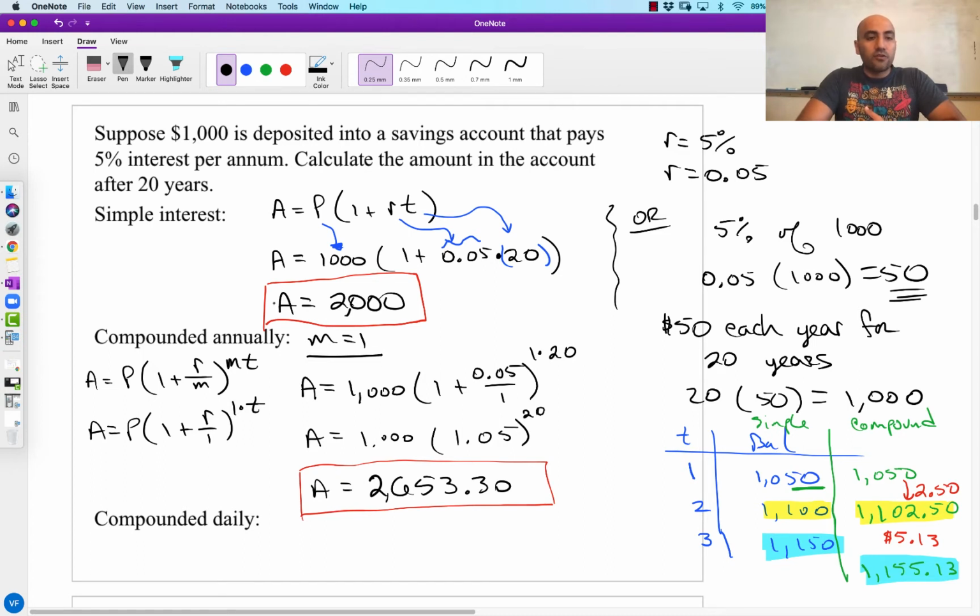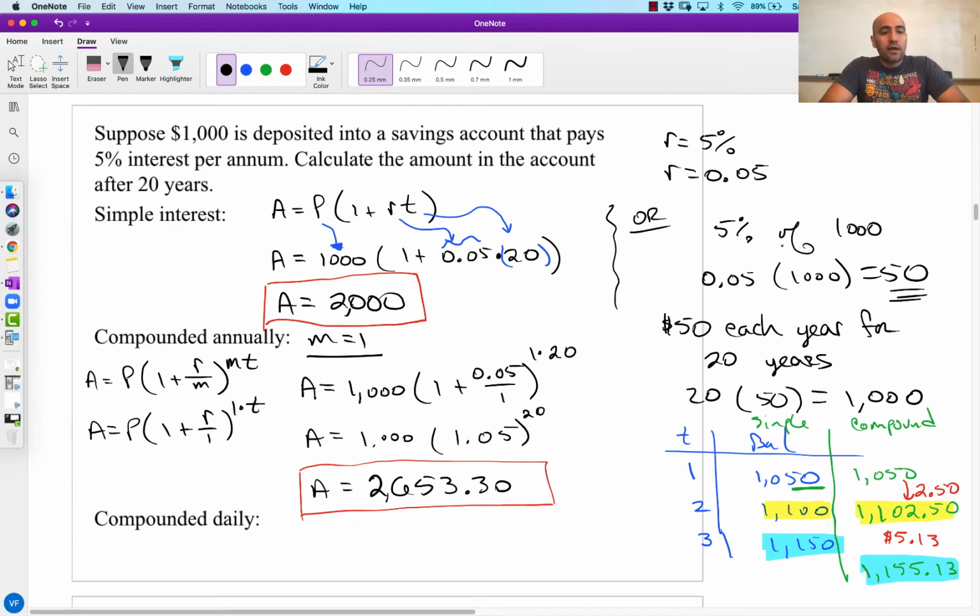So at the end of 20 years with simple interest 5%, you'd have 2,000 in your account. At the end of 20 years with 5% interest compounded annually, you'd have $2,653.30. What about compounded daily? What about a case where at the end of every single day, your bank takes stock of your account, like a daily statement that you get?